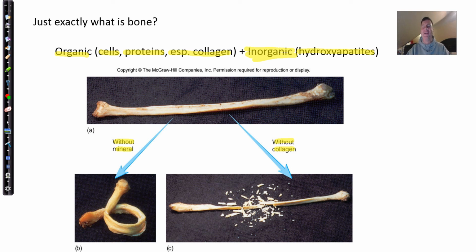The organic part is going to be responsible for giving the bone some bendability or flexibility. If there's no organic part in there, no collagen, then the bone gets very brittle and it shatters. You can hit on something and it'll shatter like you see here. So the organic part gives the bone flexibility. The inorganic part gives the bone hardness. And you've got to have both. We'll talk about some diseases, like a disease called brittle bone disease, and you can actually figure out what the issue is based upon what the bone does.